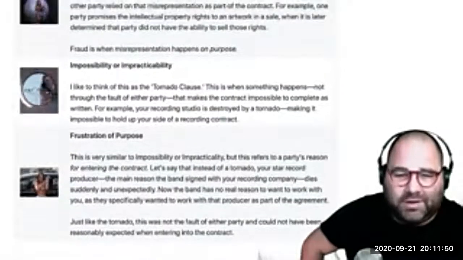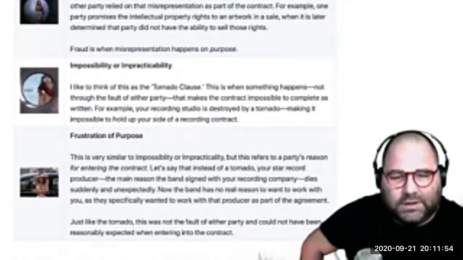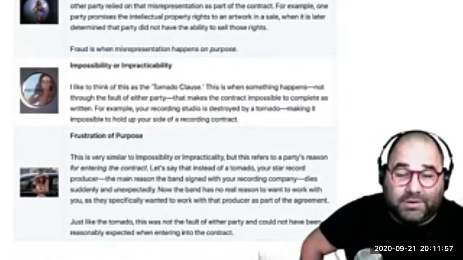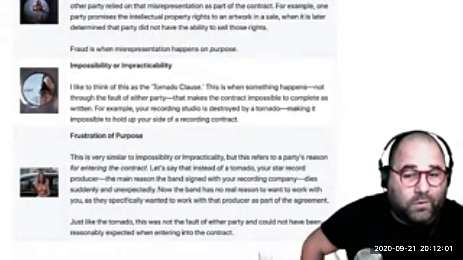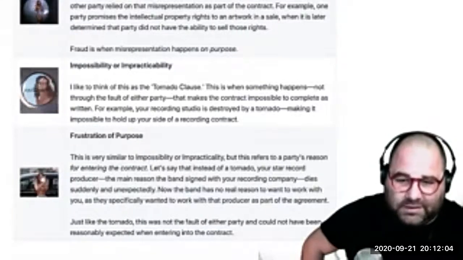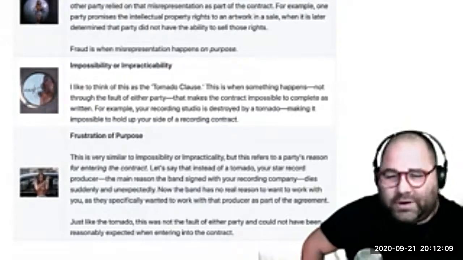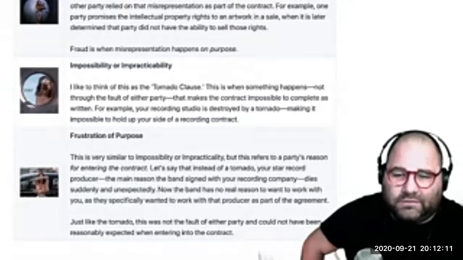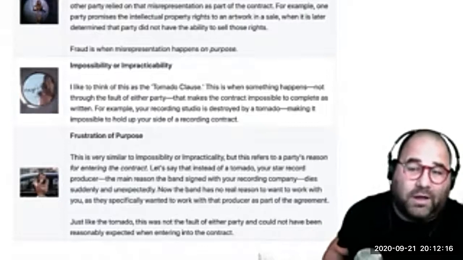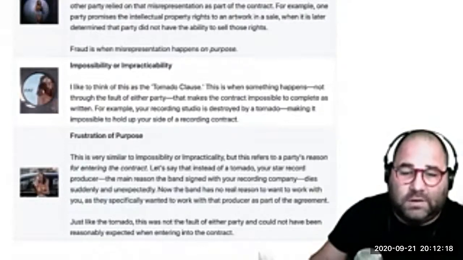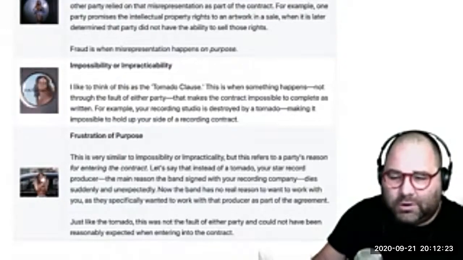This is a little bit like impossibility, but the reason you had to enter the contract has changed. The example I made up is, let's say instead of a tornado, your star record producer, the main reason the band signed with your recording company, dies suddenly and unexpectedly. So now the band has no real reason to work with you. They wanted to work with Rick Rubin. They didn't want to work with you. They specifically wanted to work with that producer, and it was part of the agreement. They might be able to get out of the contract due to frustration of purpose. It's not the fault of either party that that person died. To your knowledge, they weren't murdered.